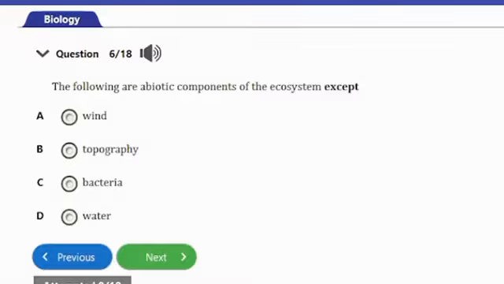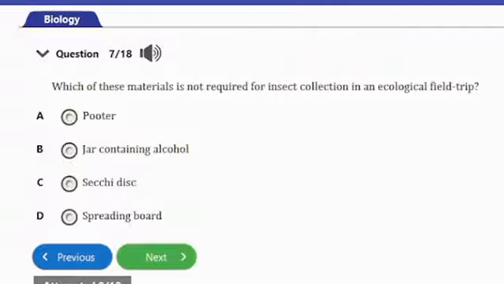Question number 6 here. It says, the following are abiotic components of the ecosystem except A. wind, B. topography, C. bacteria, D. water. So guys, when we talk about abiotic components, we are talking about the non-living components of the environment. So guys, all the options given here are the non-living components of the environment except option C, that's the bacteria. Actually, you know that bacteria is a living organism. So guys, that's the answer to this question, option C. So let's go ahead and consider the next question.